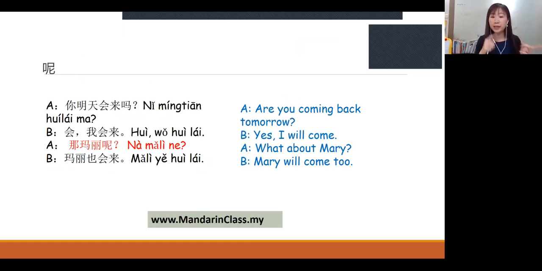For example, 明天他会来吗? And now we put the 你 in front. 你明天会来吗? So it means, are you coming tomorrow? Okay, and the person who replied is like 会，我会来. So yes, I will come.